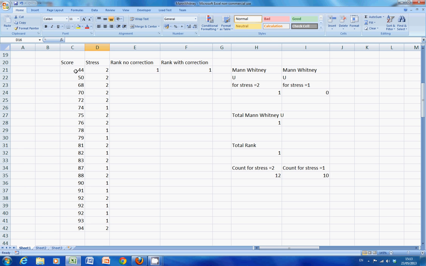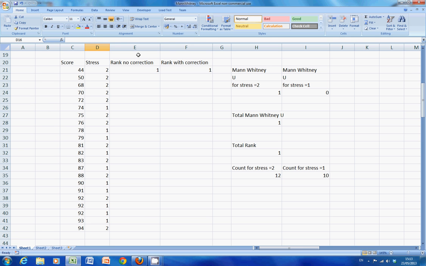So what we have here is a number of exam scores, where students had stress and students did not have stress. For the sake of argument, students with stress equal to 1 didn't have stress, and with stress equal to 2 did have stress. So 1 is no stress, 2 is stress. We got the combined marks and we sorted them, and we wanted to know: was there a difference in averages, in the median, between no stress and stress?